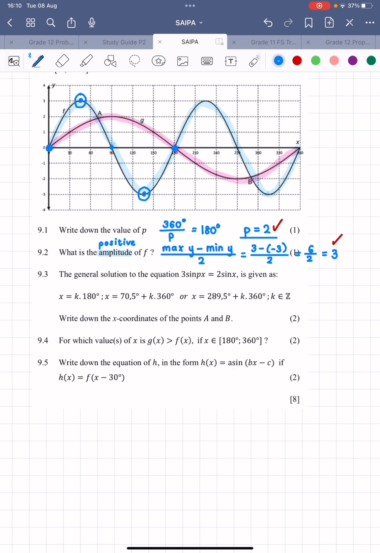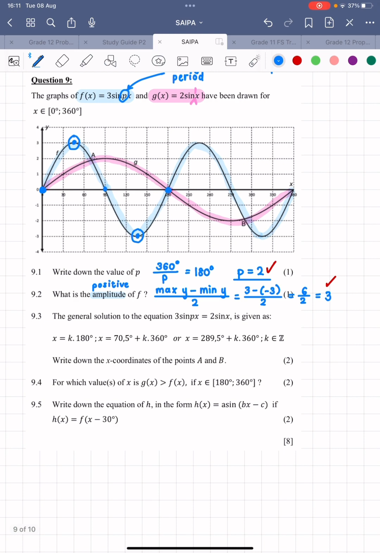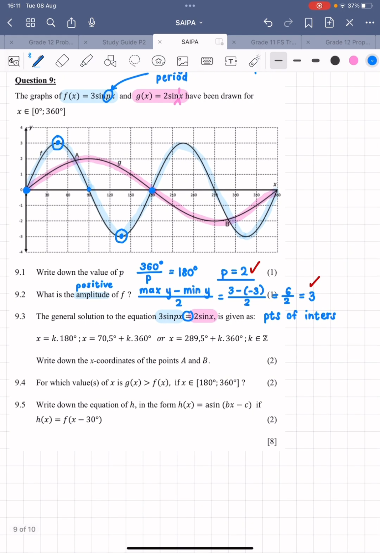Now, 9.3, the general solution to the equation 3 sin px. Now, where's that 3 sin px coming from? That is actually the equation of our blue graph, 3 sin px, equal to 2 sin x. That is the equation of our pink graph. Now, if we are making two graphs equal to each other, we are finding the points of intersection. So when they have written here that 3 sin px is equal to 2 sin x, they are talking about finding the points of intersection.